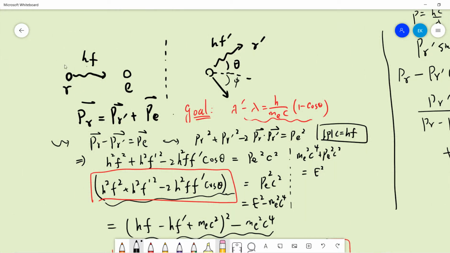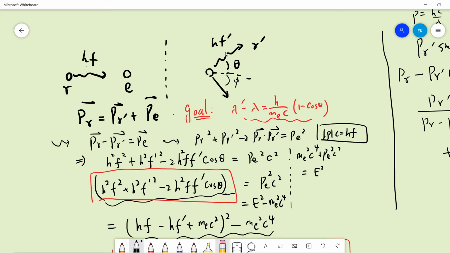So the starting point is that you have a photon with frequency f, and you hit some free electron. This free electron is assumed to be classical. What I mean by classical is that this electron can stay at rest, so it's a particle. Your light hits it, and your light deviates by some angle theta, your electron deviates by some angle phi, and the photon energy becomes hf prime.